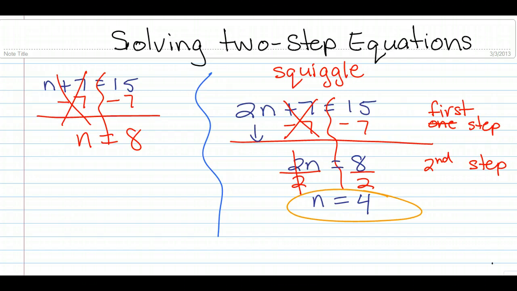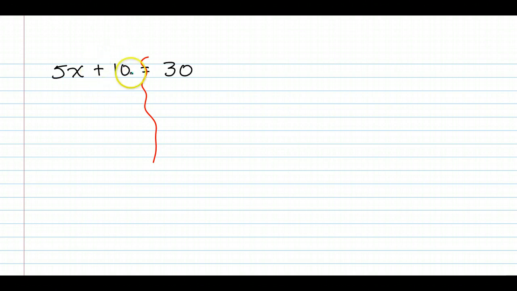Okay, let's try some. Okay, write this problem down. 5x plus 10 equals 30. Let's draw our squiggle line. And the first step is to combine the whole numbers. So go ahead with the first step.